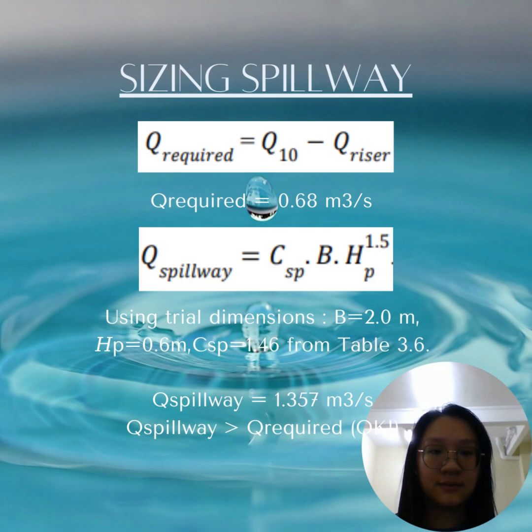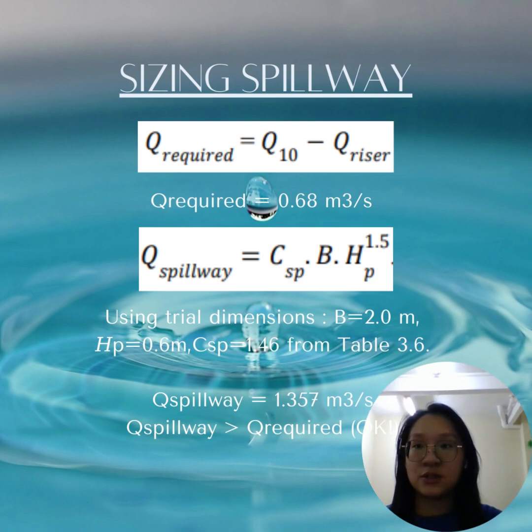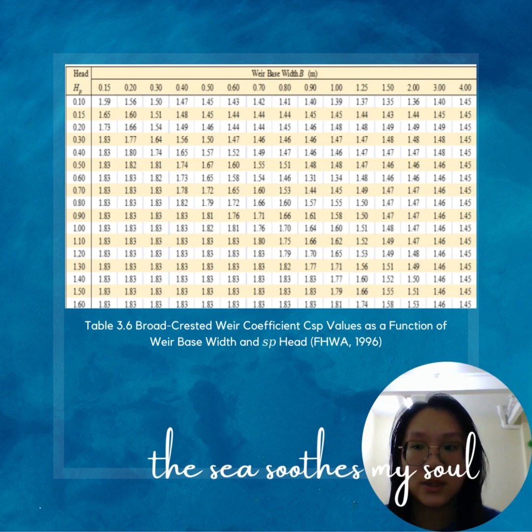per second. Using the trial dimensions of 2 meters of base width and 0.6 meter of effective head, the discharge coefficient is determined from Table 3.6 as 1.46. Then the emergency spillway discharge is calculated using the formula shown here and we get 1.356 cubic meters per second. Since Q spillway is bigger than Q required, the design is passed. From Table 3.6, we can determine the spillway discharge coefficient.